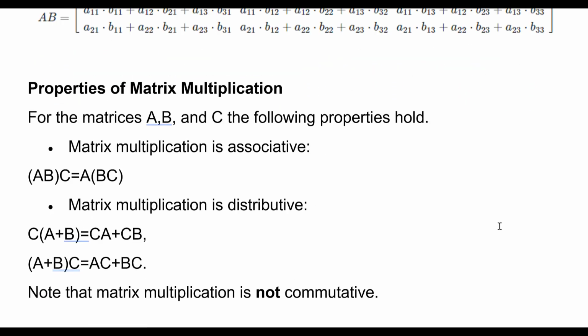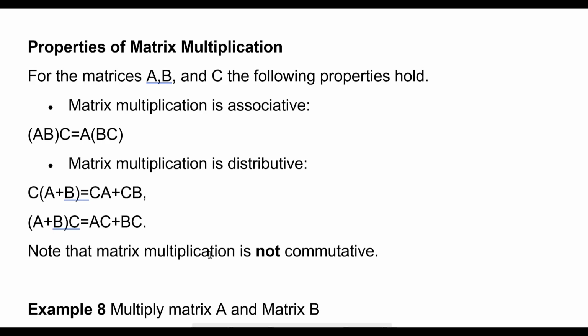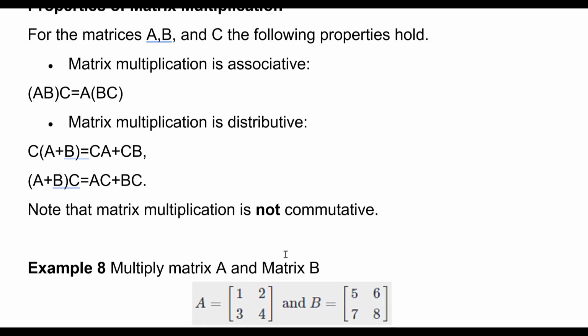So, properties for matrix multiplication. For matrices A, B, and C, the following properties hold. Matrix multiplication is associative. AB times C is A times BC. Matrix multiplication is distributive. C times (A plus B) is CA plus CB, and (A plus B) times C is AC plus BC. But matrix multiplication is not commutative.